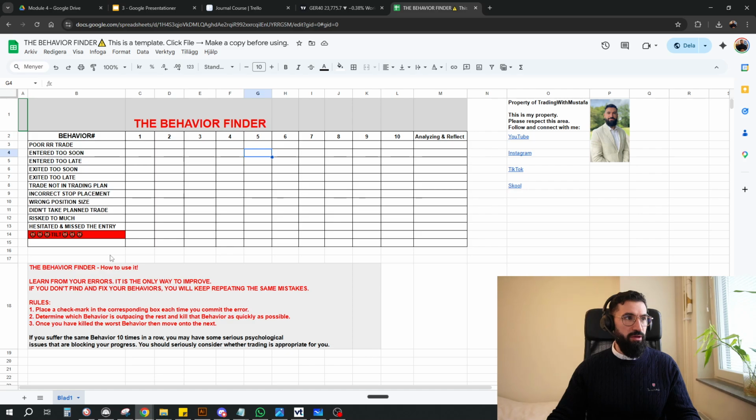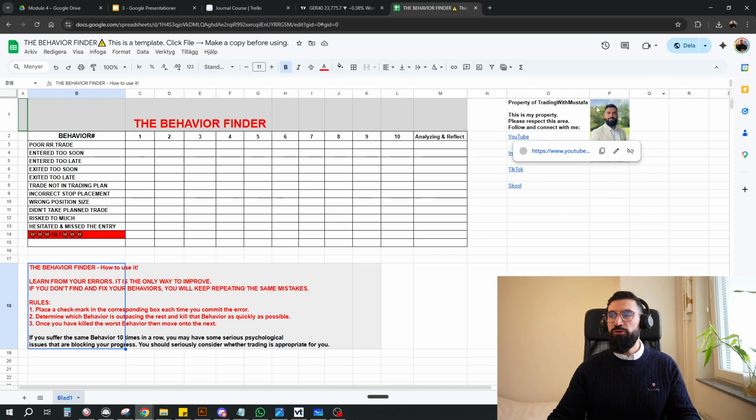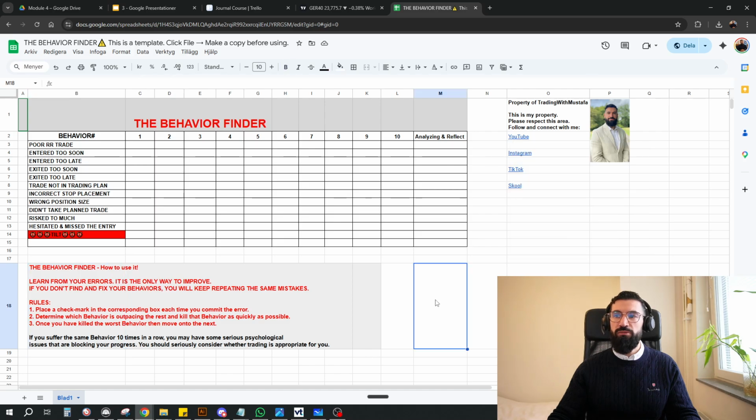So I've written a description of how to use the behavior finder, and I'm just gonna walk you through it. And feel free to respect this behavior finder and don't remove the check marks right here. Rules: please put a check mark in the corresponding box each time you commit the error.